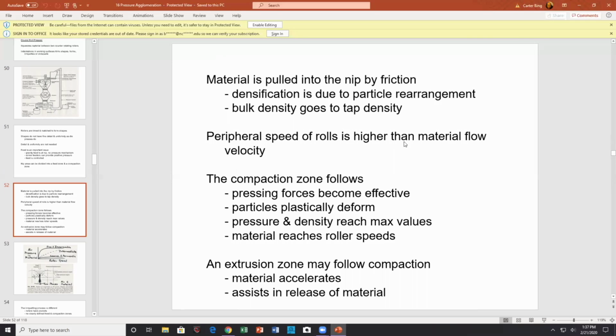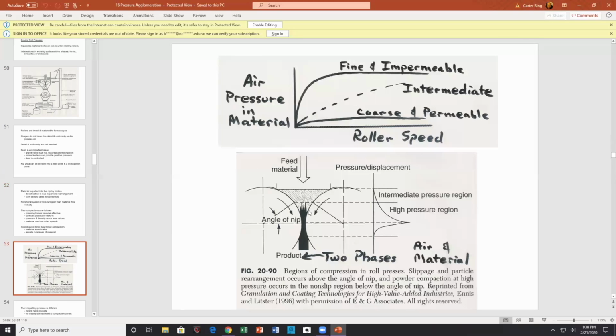Perimeter speed of the rollers is higher than material velocity, okay? Compaction zone follows, pressing forces become effective, particles plastically deform, density reaches maximum values, material reaches the roller speeds, the extruder zone may follow, contraction, material accelerates, releases. So here's the picture of it, the idea of it there.